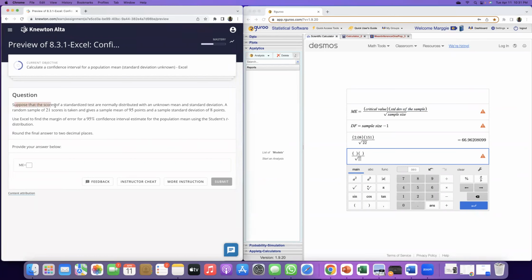So now we have suppose that the scores of a standardized test are normally distributed with an unknown mean and standard deviation. A random sample of 21. So there is our sample size. Scores is taken and gives a sample mean of 95 points. So sample mean of 95 points. Sample standard deviation of 8 points. So then we know that the standard deviation is 8. We need to find a 95% confidence interval. Again, this 95% is what you need to find that alpha.